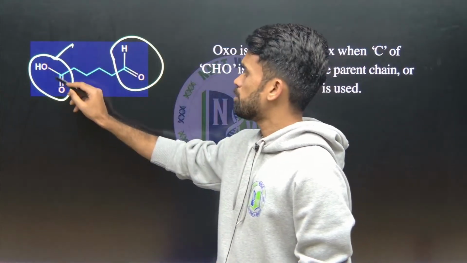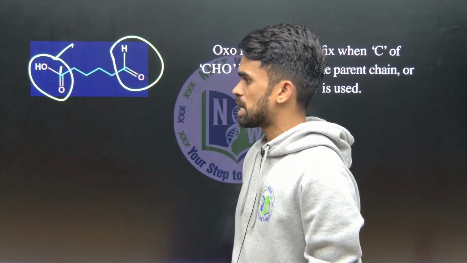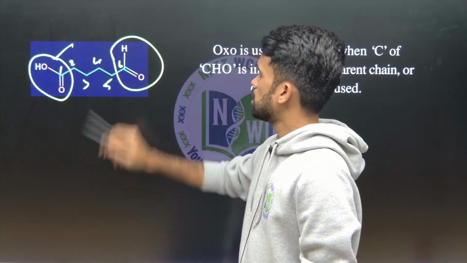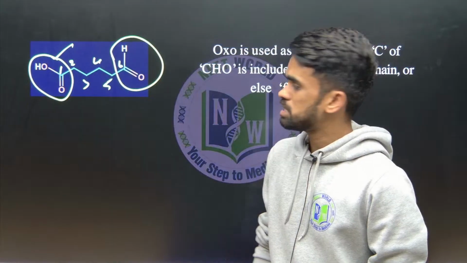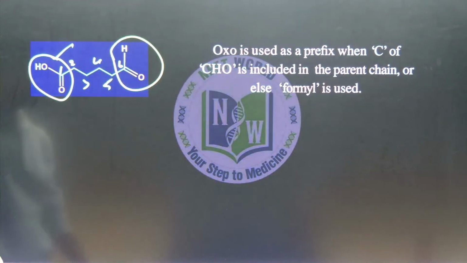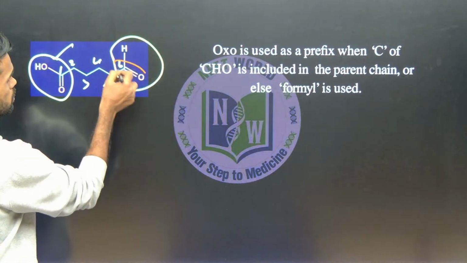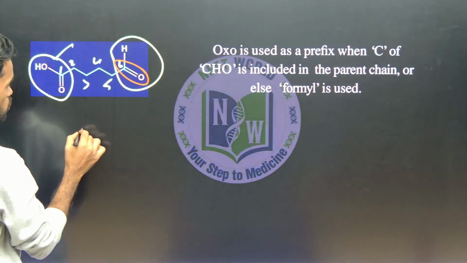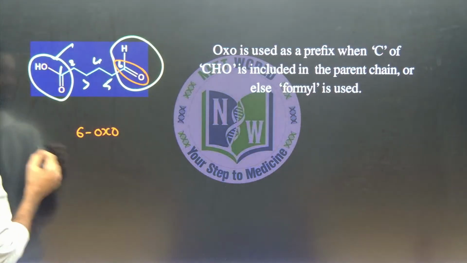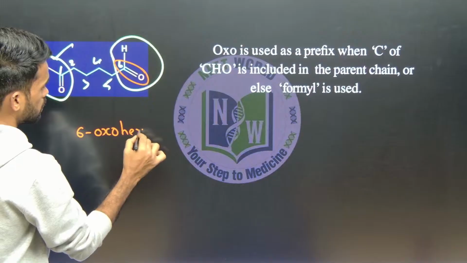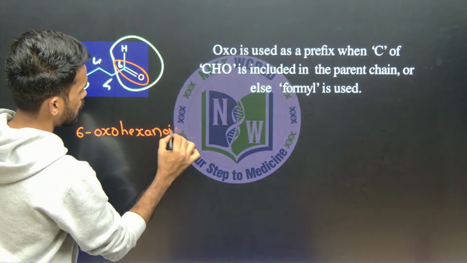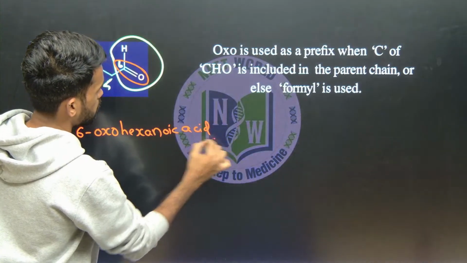So the numbering should start from the carboxylic acid side. 1, 2, 3, 4, 5, 6. At the 6th position there is a double bond O, an aldehyde. So you are counting this carbon now. So it means 6-oxo, and the parent is hexane, first carbon oic acid: 6-oxohexanoic acid. That's it. This is the name of the given compound.